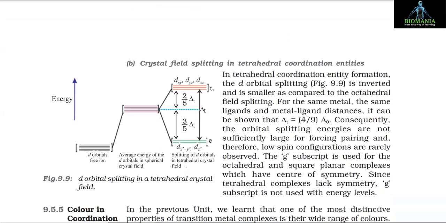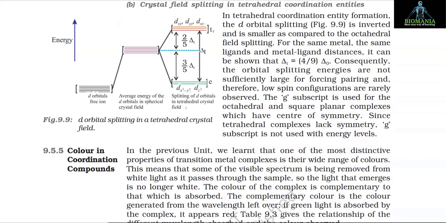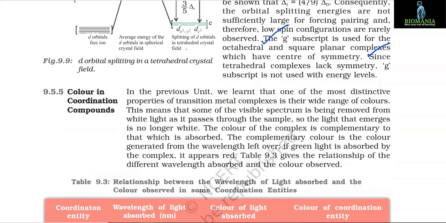B. Crystal field splitting in tetrahedral coordination entities. In tetrahedral coordination entity formation, the d orbital splitting is inverted and is smaller as compared to the octahedral field splitting. For the same metal, the same ligands and metal-ligand distances, it can be shown that delta T equals 4/9 delta naught. Consequently, the orbital splitting energies are not sufficiently large for forcing pairing, and therefore low spin configurations are rarely observed. The g subscript is used for the octahedral and square planar complexes which have a center of symmetry. Since tetrahedral complexes lack symmetry, the g subscript is not used with energy levels.